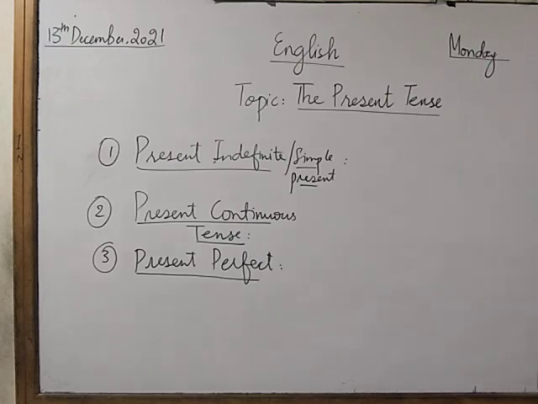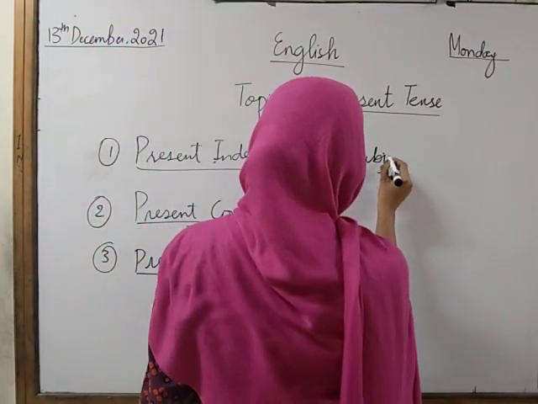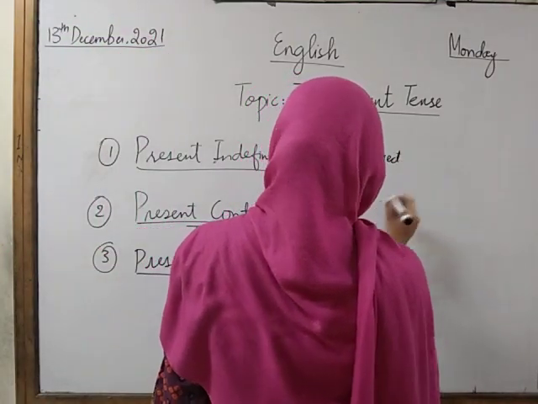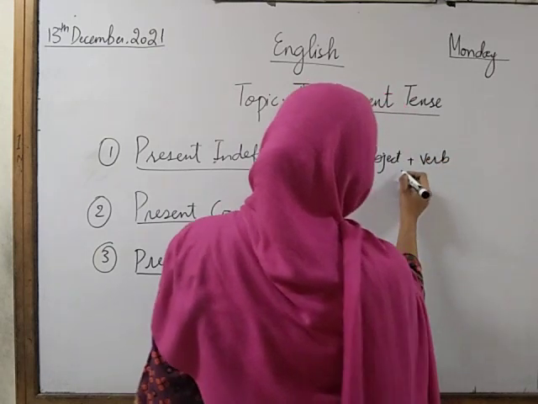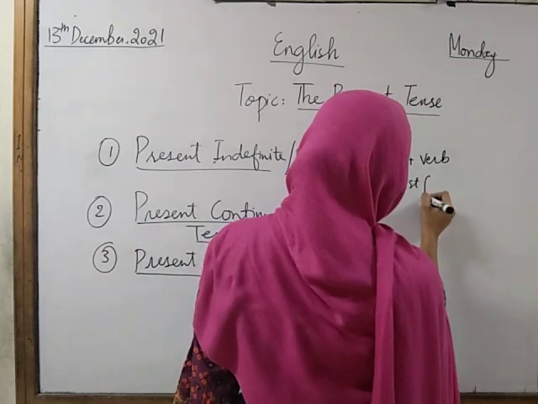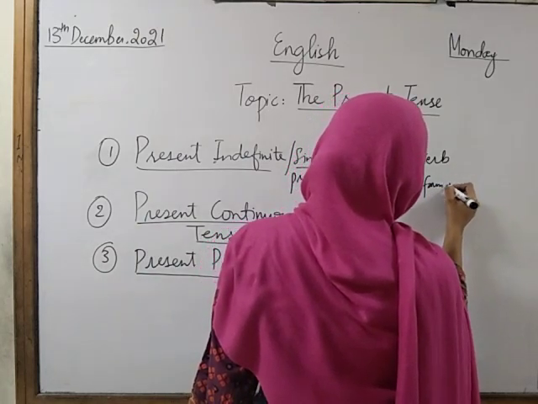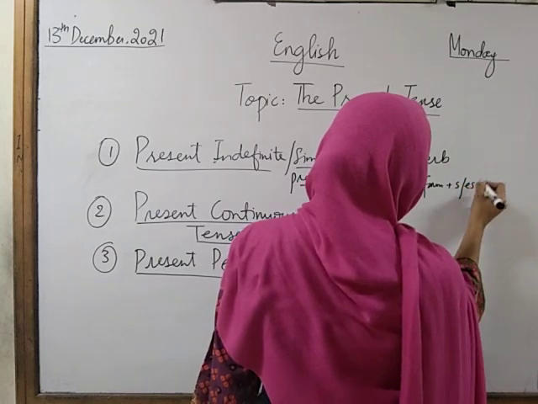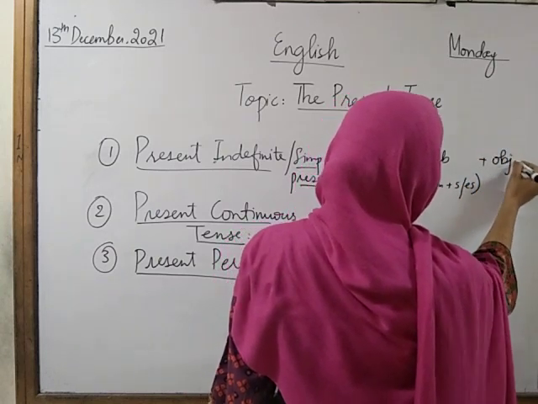In this type of tense, we have our subject. I'm going to write the simple forms of it. This is subject. Then we have our verb, first form of verb, plus s or es in it. And then we have our object.